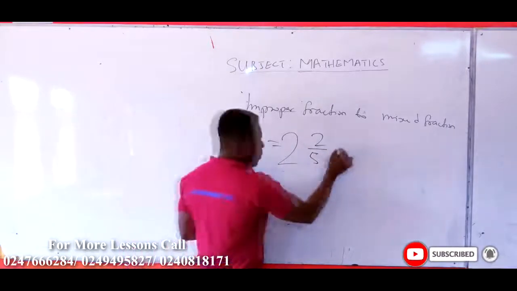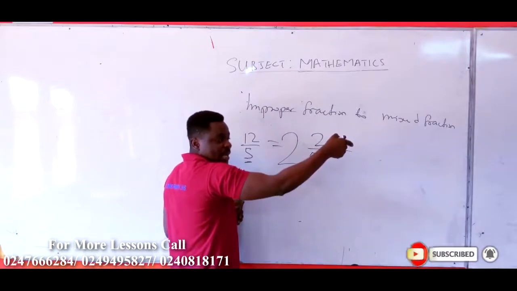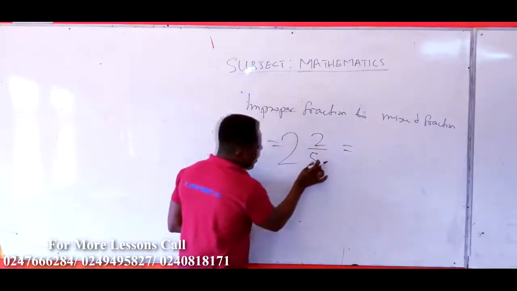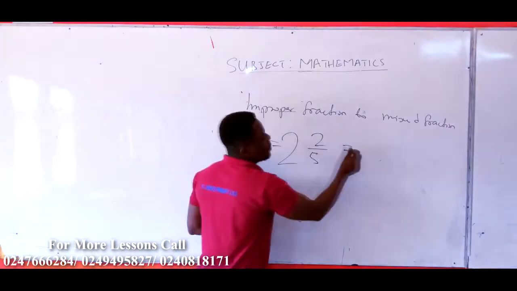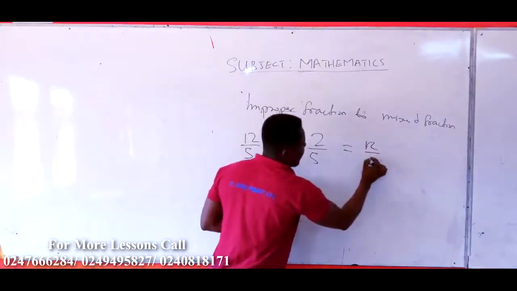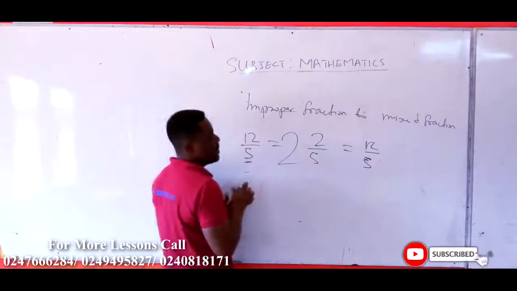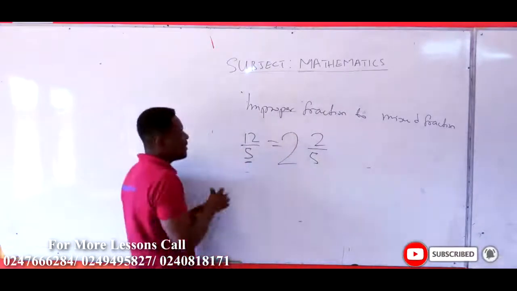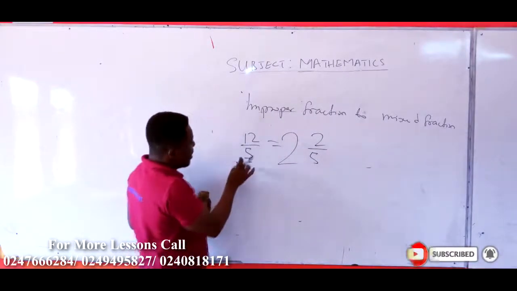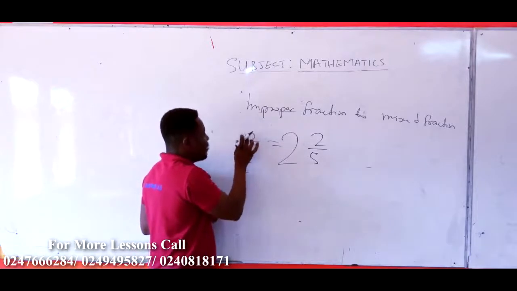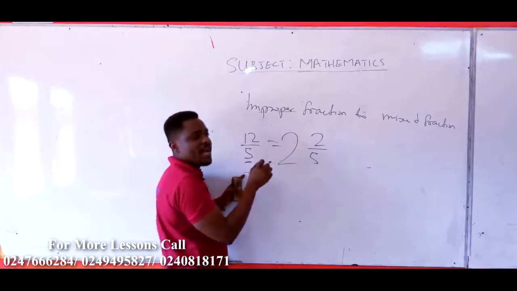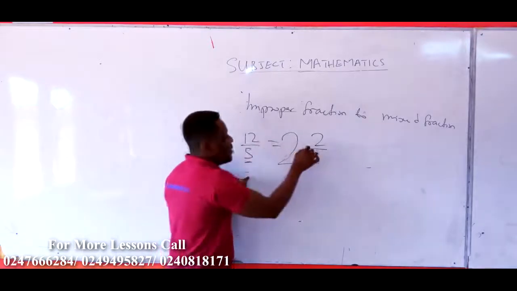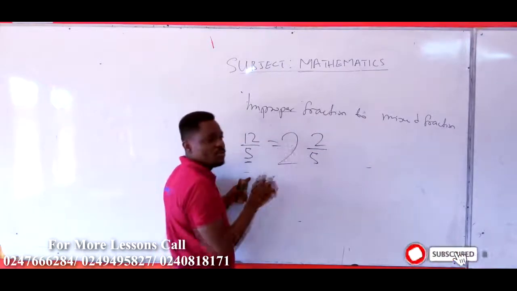So the same way you can convert this one back to improper fraction again. So 5 times 2 will give me what? 10. 10 plus 2 will give me what? 12. So I'm going to have 12 over what? 5. So the same thing. So what we are doing is that to convert improper fraction to mixed fraction, you divide the numerator by the denominator. Then you write the answer as your whole number, and then the remainder as your new numerator.